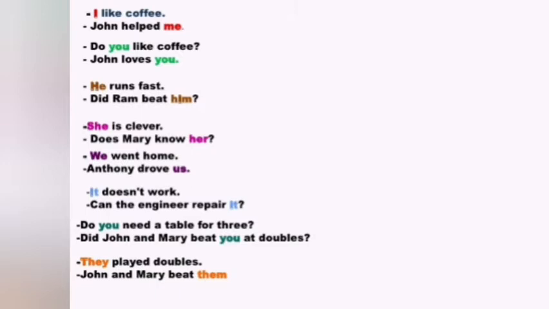Do you like coffee? John loves you. He runs fast. Did Ram beat him? She is clever. Does Mary know her? We went home. Anthony drove us. It doesn't work. Can the engineer repair it? Do you need a table for 3? Did John and Mary beat you at doubles? They played doubles. John and Mary beat them. So everywhere you can see the same pronoun used as subject as well as object. You can note down the pronouns used as subject and object.